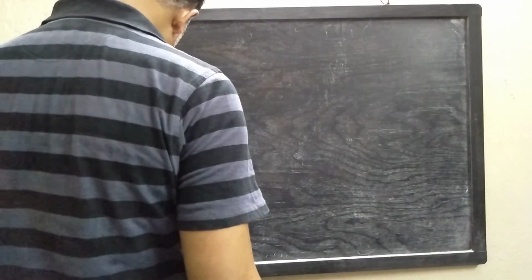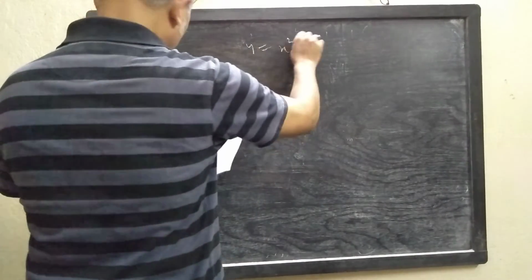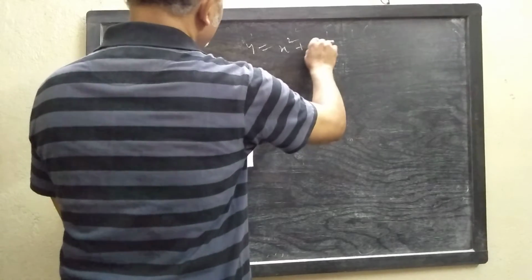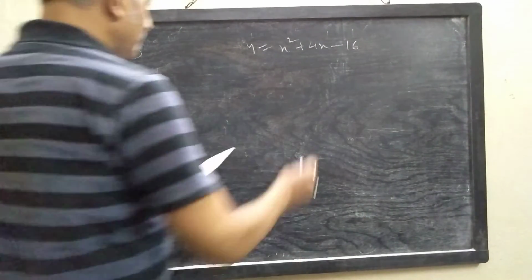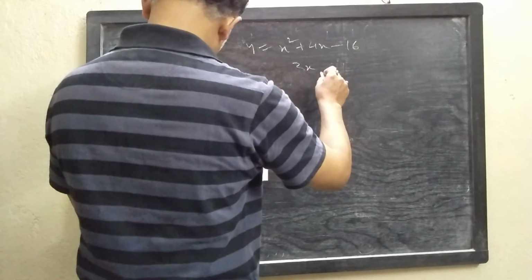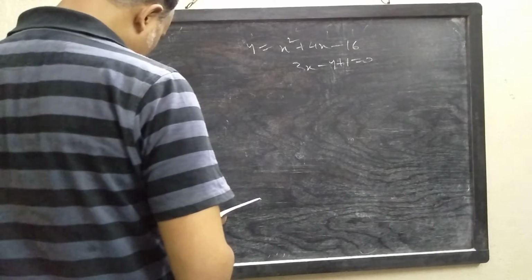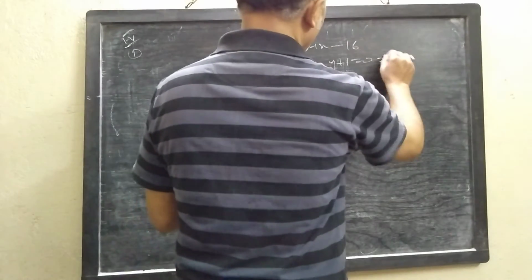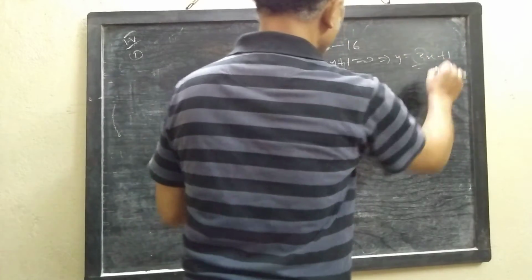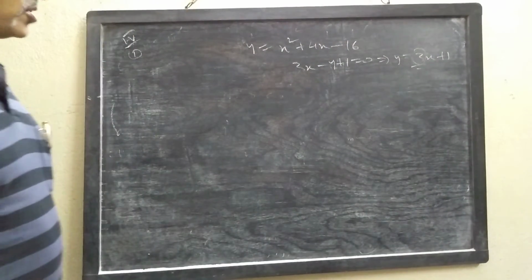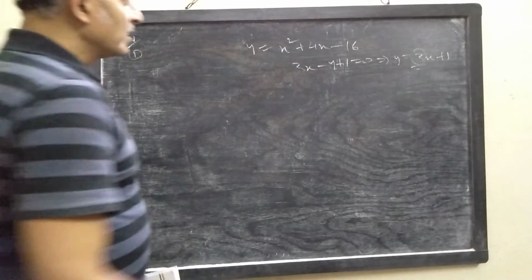Find the equation of the tangent line to the curve y equals x square plus 4x minus 16, which is parallel to the line 3x minus y plus 1 equals 0. So write it in slope intercept form. You get y equals 3x plus 1. So here 3 is the slope of the line, so your tangent should have slope 3. It is given. Now the equation of the curve.